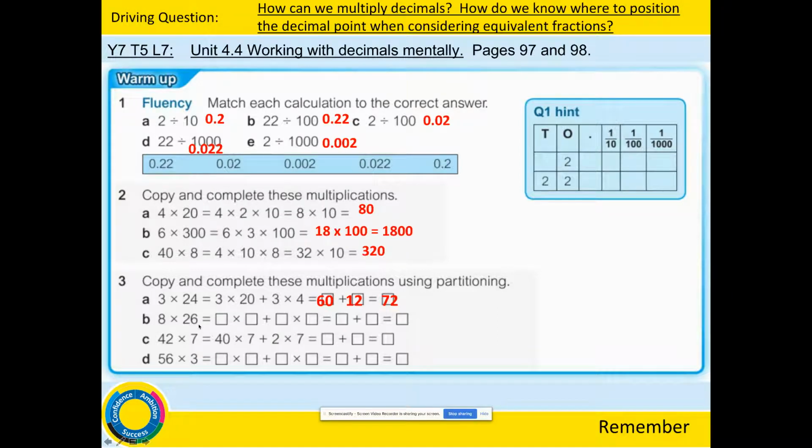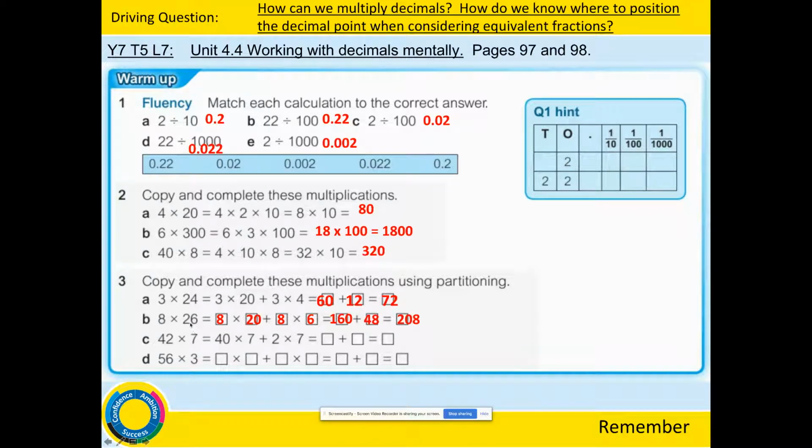8 times 26, so we're going to do 8 times 20 and 8 times 6. 8 times 2 is 16. Make it 10 times bigger is 160. 8 times 6 is 48. Add those two together. The 60 and the 40 make 100, so it's going to be 208.